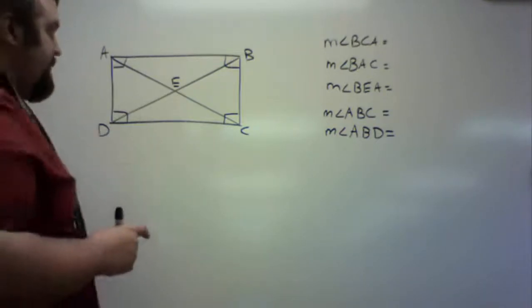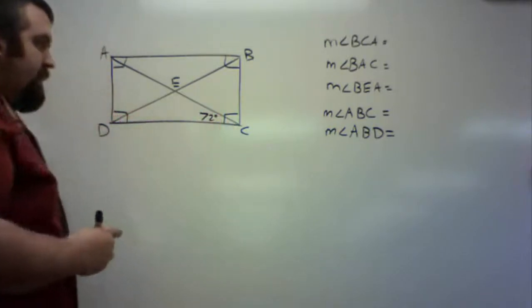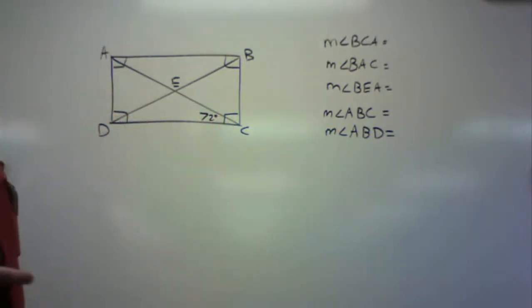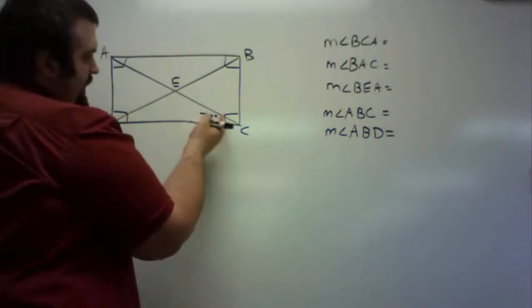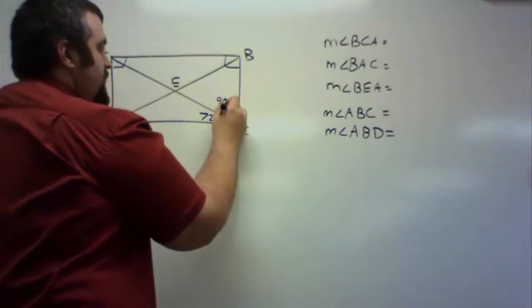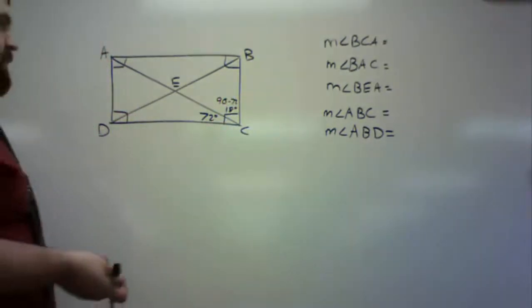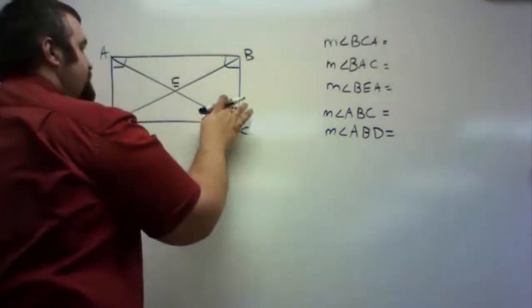The only angle they told me for sure was DCA, and we know that this here is 72 degrees. Wait a second. Here's a right angle. If this part of the right angle is 72, well, this here is 90 minus 72, or 18 degrees. Because the right angle minus 72 will be the leftover. So this is 18 degrees.